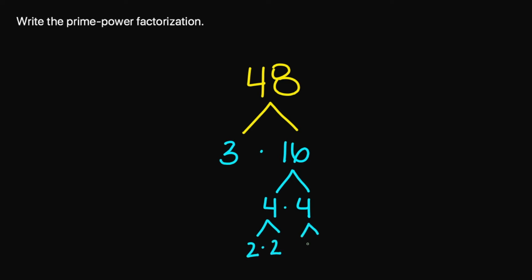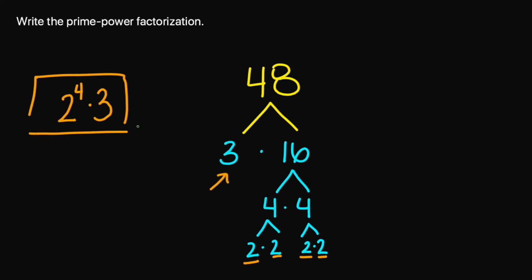And this 4 can also be broken down into 2 times 2. Okay, now I have 1, 2, 3, 4. I have 4 2's. So I'm going to write 2 to the 4th power times 3. So your prime power factorization is 2 to the 4th power times 3.